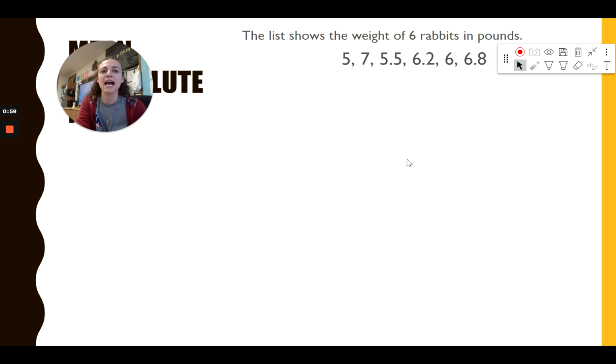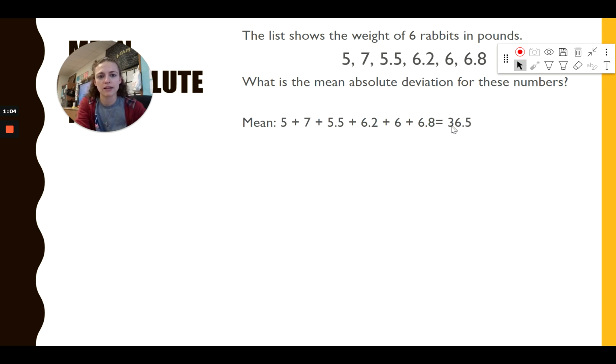So I'm going to find the average of those numbers by adding them all together. And when I add them all together, I would get 36.5. Now, use your logic. Does that make sense that that is my mean, that is the average of these 6 numbers? Not quite. There's one extra step that you might be missing out on, and that is dividing by the amount of numbers we have. In this case, it was 6 rabbits, so I know that I will need to divide by 6. Therefore, my mean is 6.08. So that is what I will be subtracting from my data in order to get my absolute values.